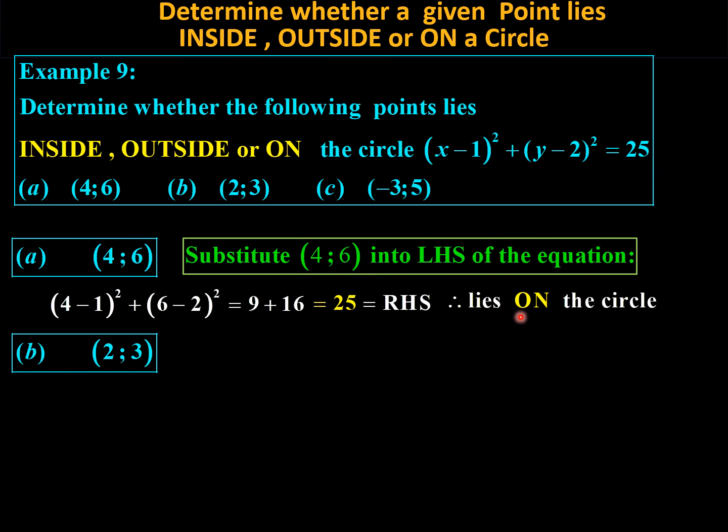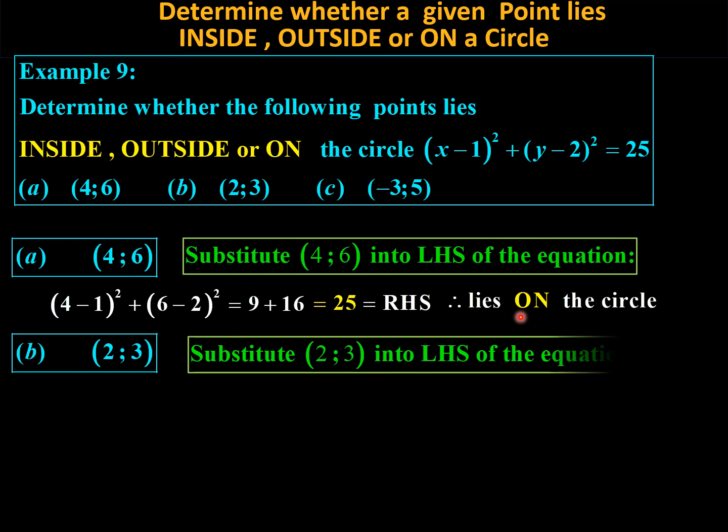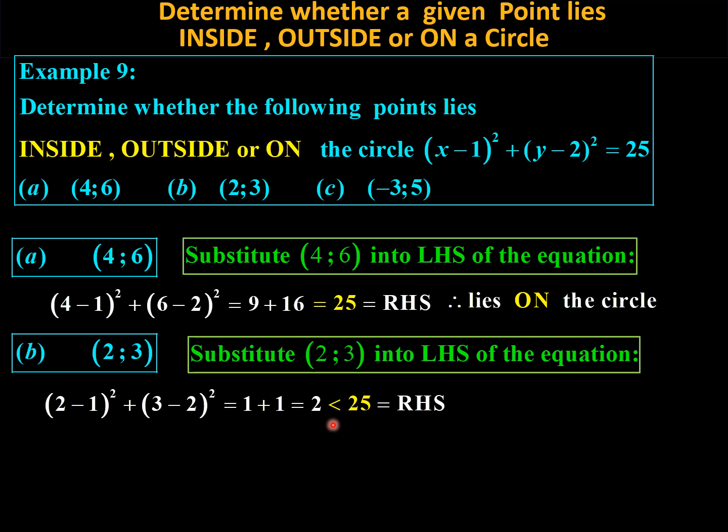Let's take the other point, 2 and 3. Let's substitute that into the left-hand side, and we end up with a 2. Now, 2 is not equal to the right-hand side. In fact, 2 is less than the 25. And because it's less than the 25, we say it lies inside the circle. So if it's equal, it's on. If it's less, then it is inside.